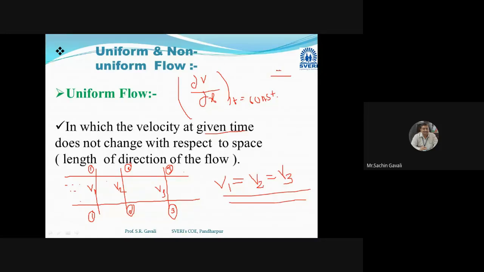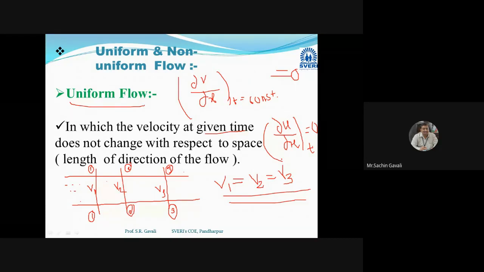Is equal to 0, and that is called steady uniform flow. Okay, ∂v/∂x at t = constant is equal to 0, or ∂u/∂x at t = constant is equal to 0. This is also called what? Uniform flow. An example is the flow of water in a uniform diameter pipe.